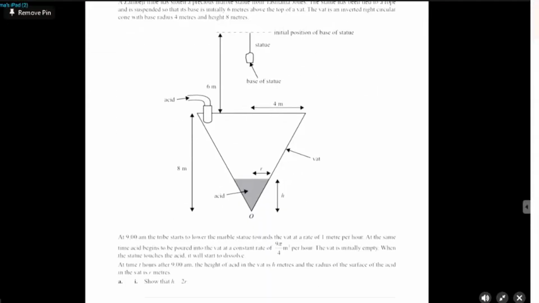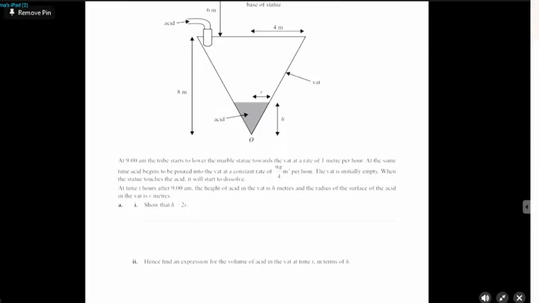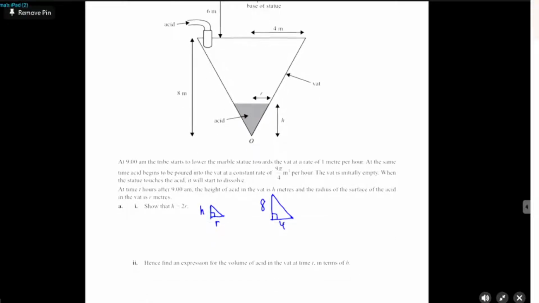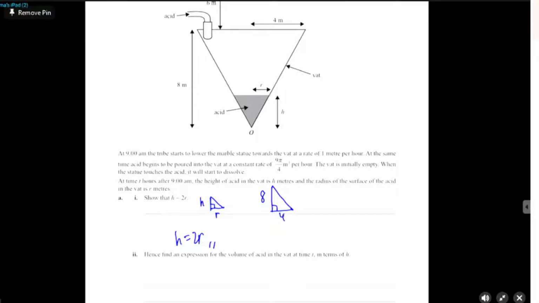Question 4. What it's asking is to show that H is 2R, and using similar triangles, it shows that this is the same as this. The height is 8 and the radius is 4. So instantly you know that 2R has to be H, just using similar triangles.